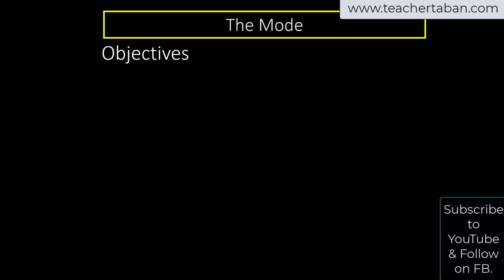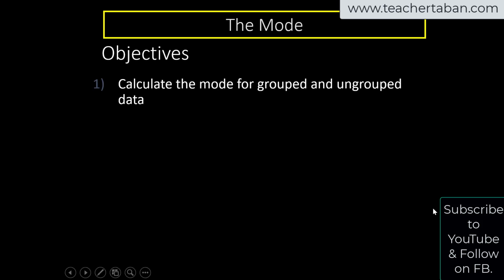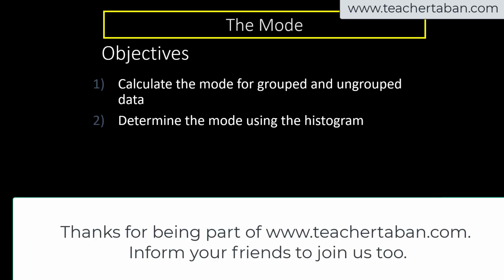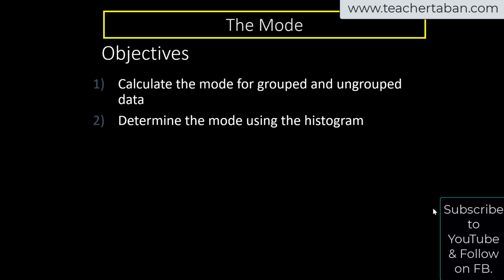Welcome everyone to this lesson once again. In this lesson, the objectives are that everyone must be able to calculate the mode for grouped and ungrouped data, and then of course to determine the mode using the histogram. Remember, we have two types of histogram: the one for equal class width and the one for unequal class width. Okay, let's begin.